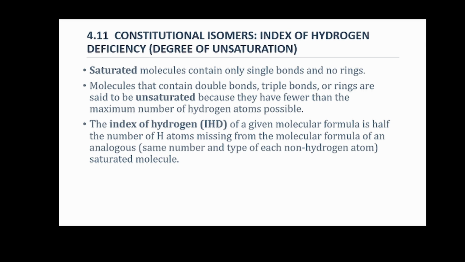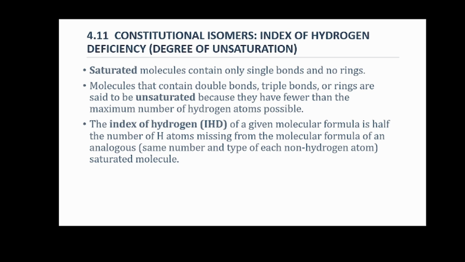Saturated molecules contain only single bonds and no rings. When we do these constitutional isomers, one of the things that will help you out is the index of hydrogen deficiency. Another way of saying this is the degree of unsaturation. The degree of unsaturation is probably the more popular way of saying that because it's the older terminology. So the saturated molecule containing only single bonds and no rings is going to set the possible degree of saturation you have, or the possible number of hydrogens you have, right? The max number of hydrogens.